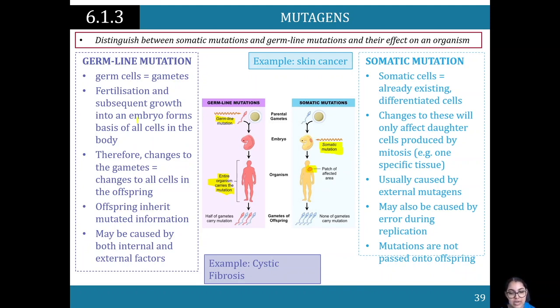Whereas in germline mutation, the chances of the offspring having the condition are pretty high, depending on whether it's dominant or recessive, because it's passed on through the generations.